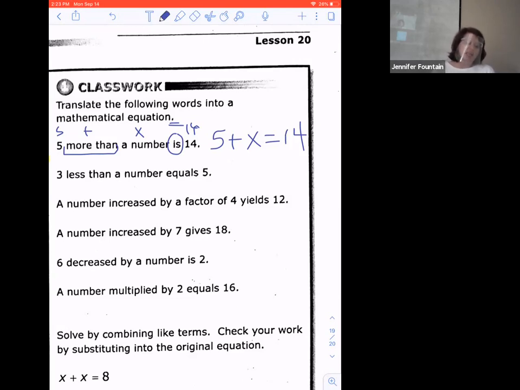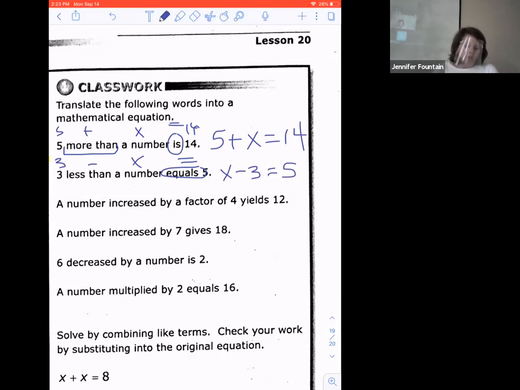Let's look at the next one. 3 less than a number equals 5. That one's pretty clear about equals, so I know there's my equal sign. 3 less than a number. Now with subtraction, my order does matter. So what comes first, the 3 or the number? 3 less than a number. So I have number minus 3. So we said that's subtraction and x. So we're going to have x minus 3 equals 5.